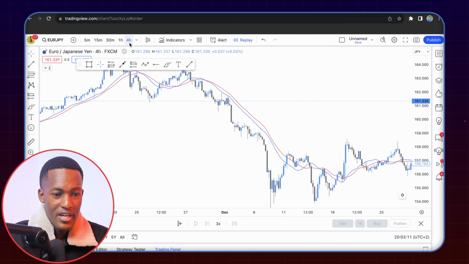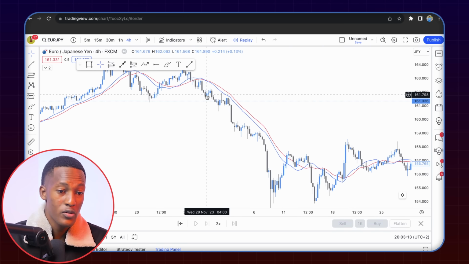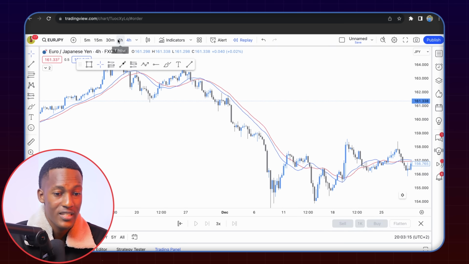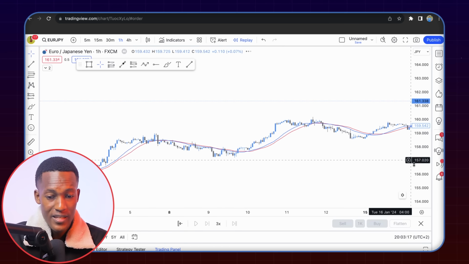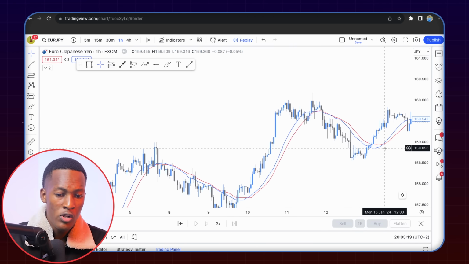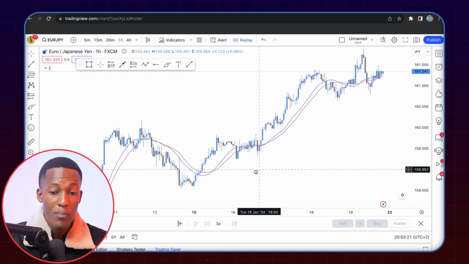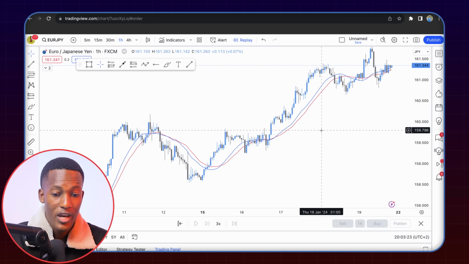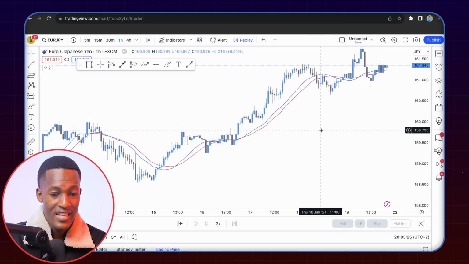Now obviously we are still on H4. Since this is even more for entries, we can use it even on smaller time frames, say H1 or even the M15, as we're going to see. So all you have to look out for is the moving average crossovers. Okay, now we have the 20 and the 25.